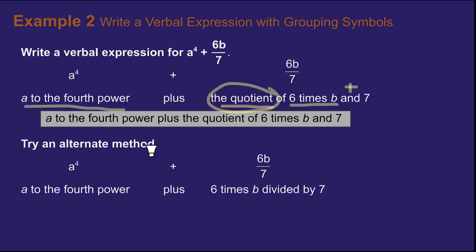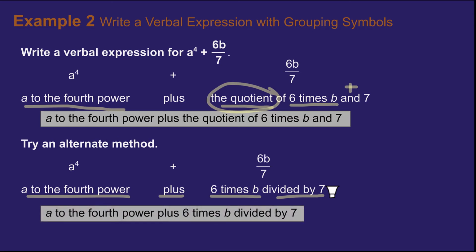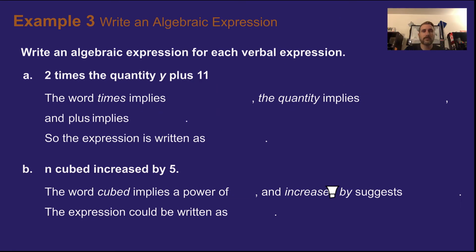So if we look at their alternate method, we still have the same part, a to the 4th power. We still have plus, but this fraction over here is what's different. Here they're saying 6 times b divided by 7. To me, this bottom one makes more sense in terms of order of operations. So this is how I would write it. A to the 4th power plus 6 times b divided by 7. And then if we're going through and evaluating, we would just follow order of operations.